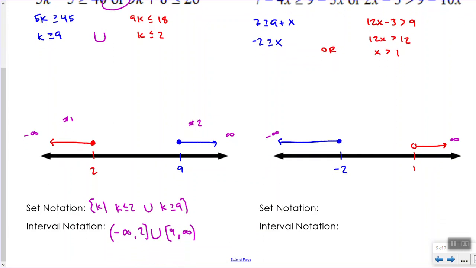So in set notation, again, we're just going to take the two inequalities and throw them together. So we have the values of x such that x is less than or equal to negative 2. Take the union of that with our other inequality, x is greater than 1. Now for the intervals, we write the interval of the first part and link it with the interval of the second part. So our first interval runs from negative infinity to negative 2. We have a parenthesis on negative infinity and a bracket on negative 2. Our second interval runs from 1 to positive infinity, and those are both parentheses. And then we have the union link in the middle.